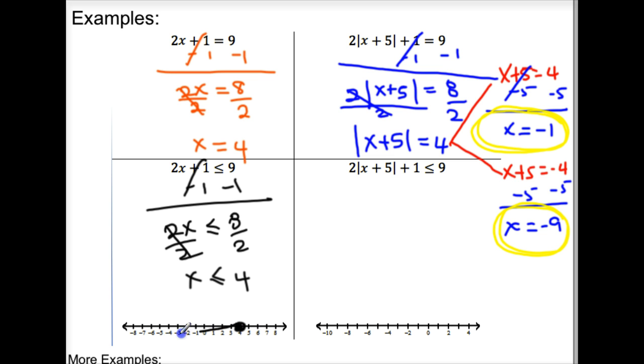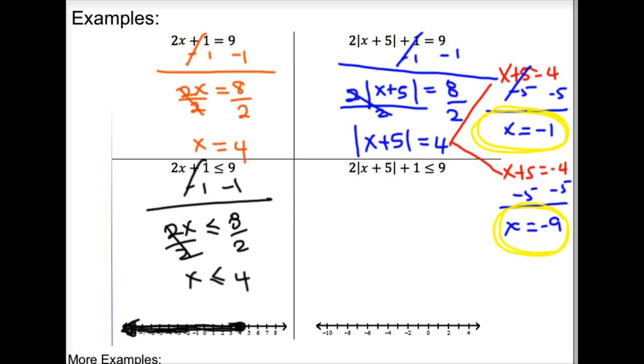Less than or equal to means I'm going to draw my line to the left, because it's anything that's less than. So I want to draw all of this to the left. Now let's take a look at one with absolute value.